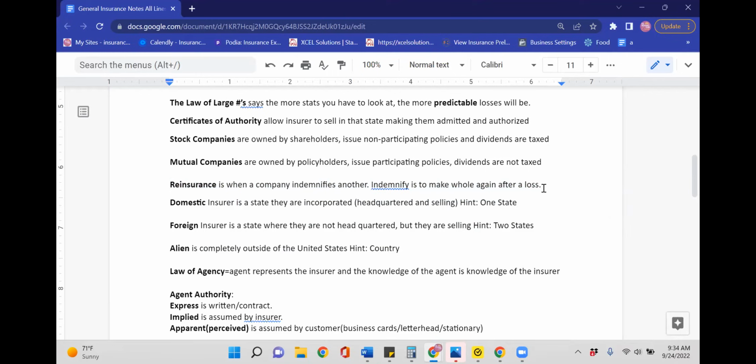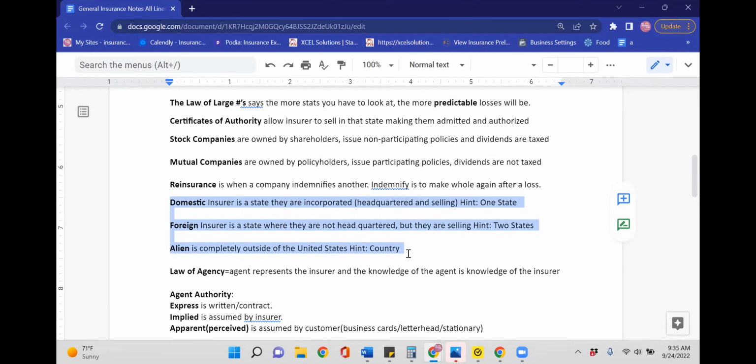Now you have to pay for that. You pay for reinsurance. It's not free. It's not one friend helping another. You have to pay a premium on that. But reinsurance is just making sure that you have another company that will help you if you have a bunch of claims so that you're not wiped out completely. So reinsurance is when one company indemnifies another company, and it's to prevent against catastrophic losses. So that is reinsurance.